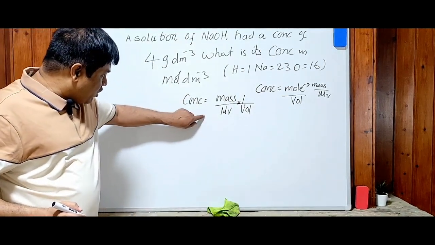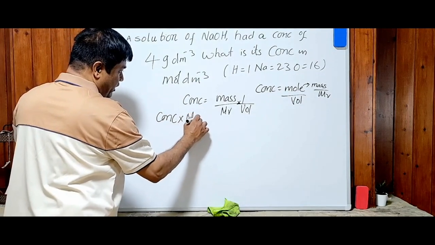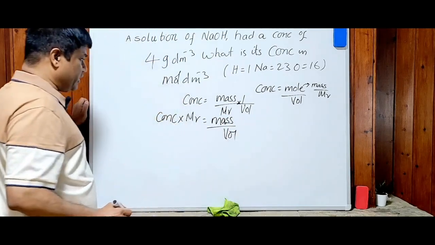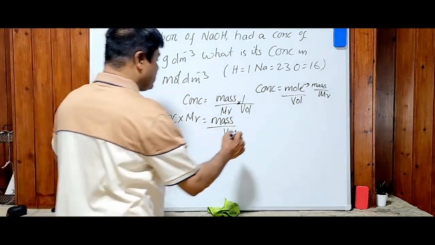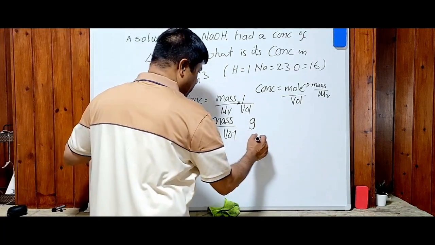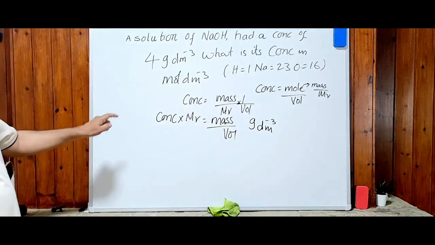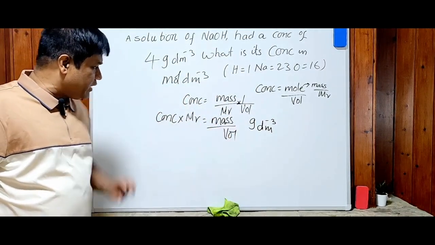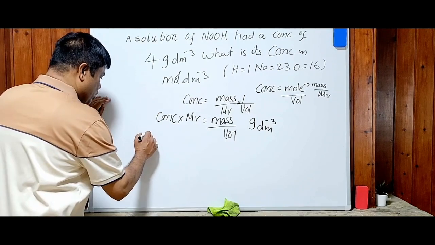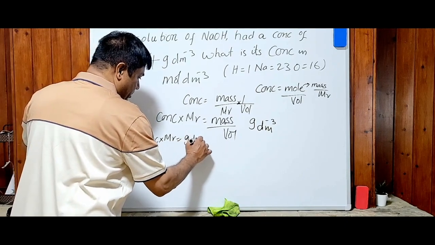Now take conc to that side. Conc times Mr equals to mass over volume. Now look at that. Mass we measure in terms of grams, and how you measure the volume? Volume in terms of dm cube. So dm minus 3. So conc times Mr equals to gram per dm cube. This is the easy way we can change mole per dm cube to gram per dm cube. So conc times Mr equals to gram dm minus 3.